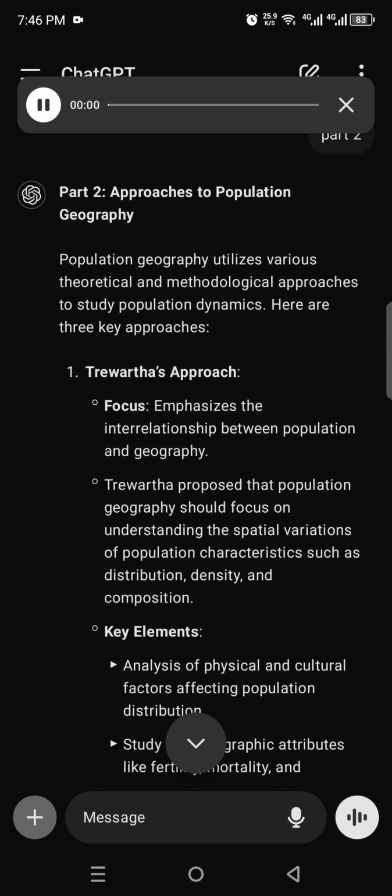Part 2. Approaches to population geography. Population geography utilizes various theoretical and methodological approaches to study population dynamics. Here are 3 key approaches.